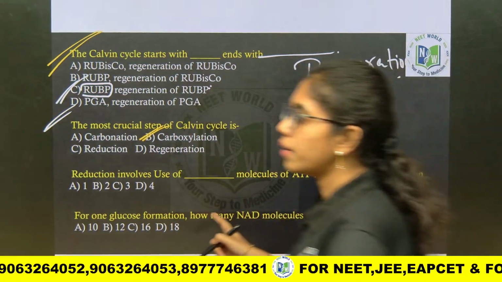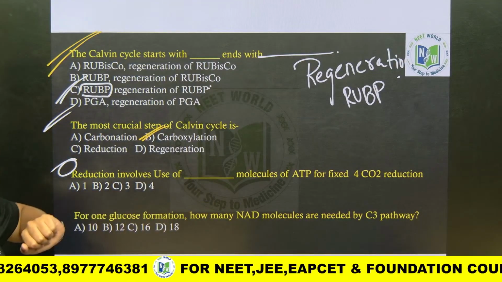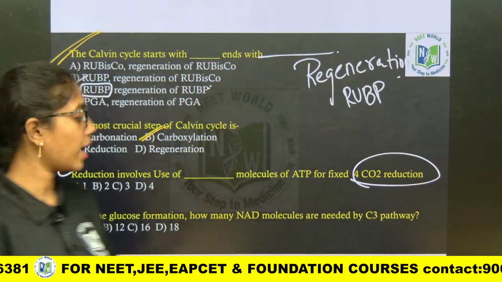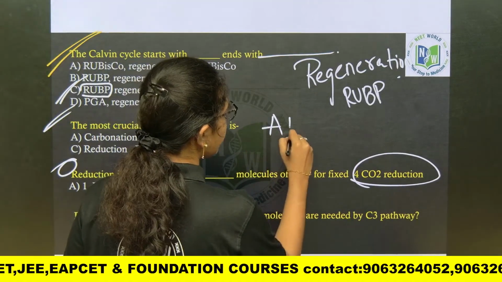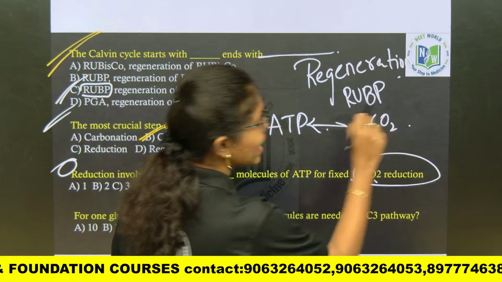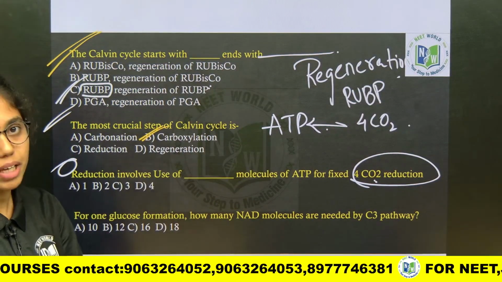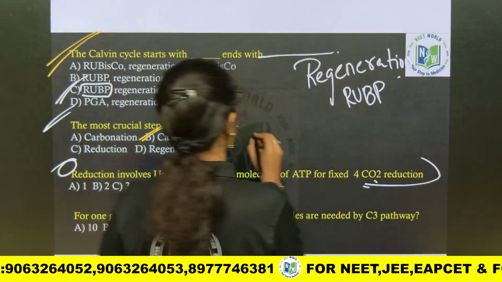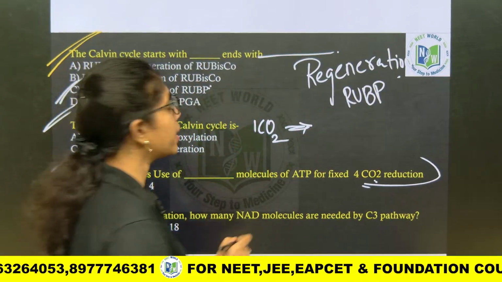Here you see one numerical based question. Reduction involves use of dash molecules of ATP for fixed 4 carbon dioxide reduction. Okay. So, how many molecules of ATP are utilized to reduce how many? 4 carbon dioxide. When 4 carbon dioxides are fixed, for reduction process only he is asking how much ATP is required. We all know for 1 carbon dioxide, how much ATP is required during reduction, beta? It is 2 ATP.